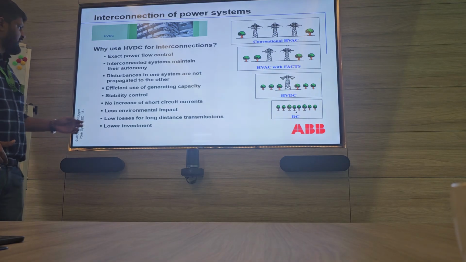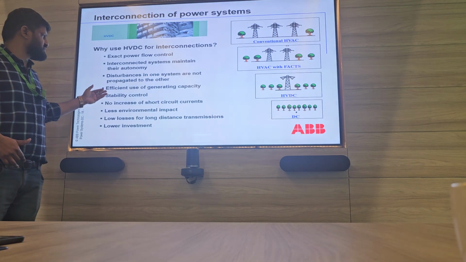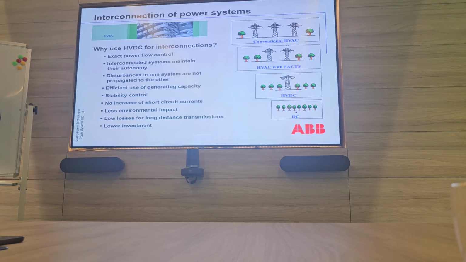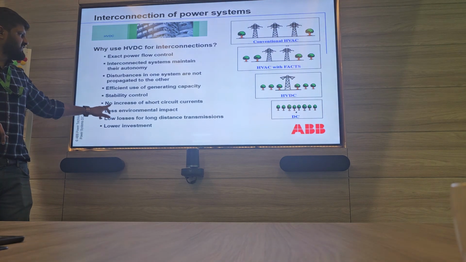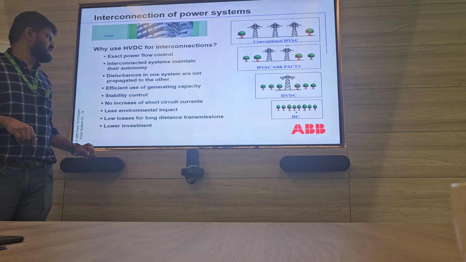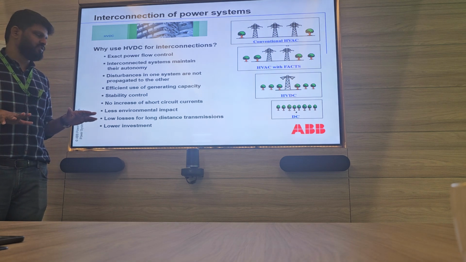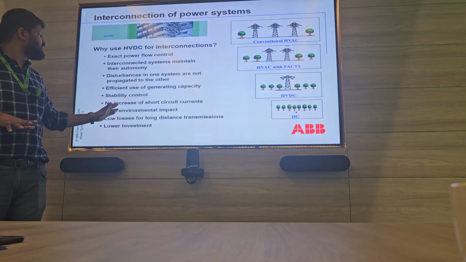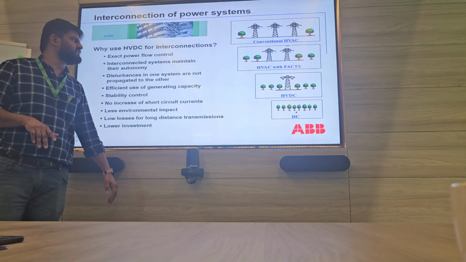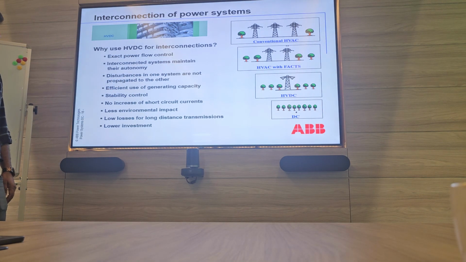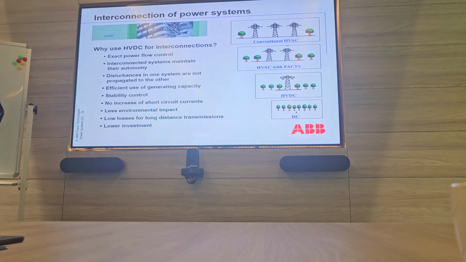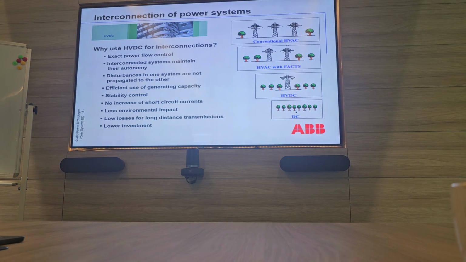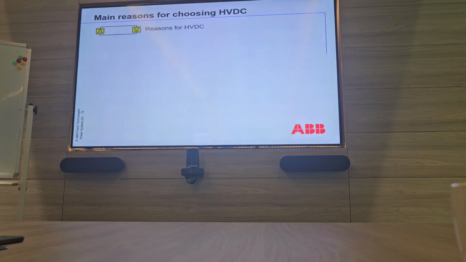And stability control. HVDC has more control algorithms and controllers, which gives better stability for both networks. And there is no increase in short circuit currents, so we have no short circuit limitation issues in the HVDC system. Environmental impact: you see these big corridors are not required. And low losses for long-distance transmission, and lower investment if the critical distance is exceeded. These are just the basics of HVDC only, okay?